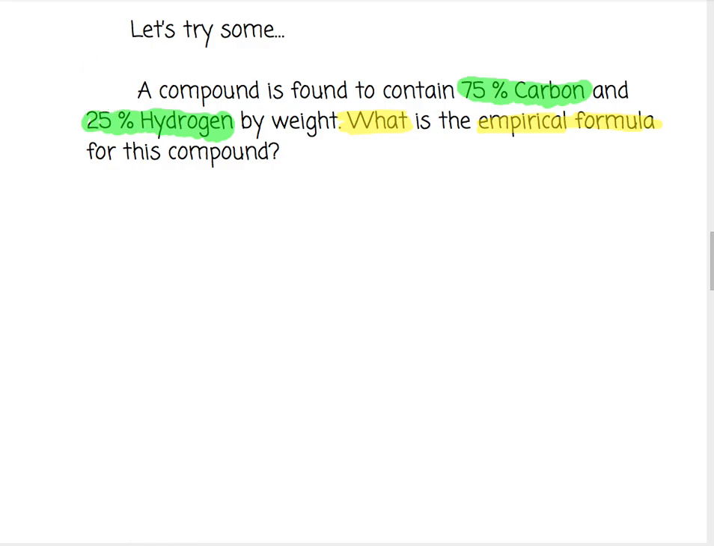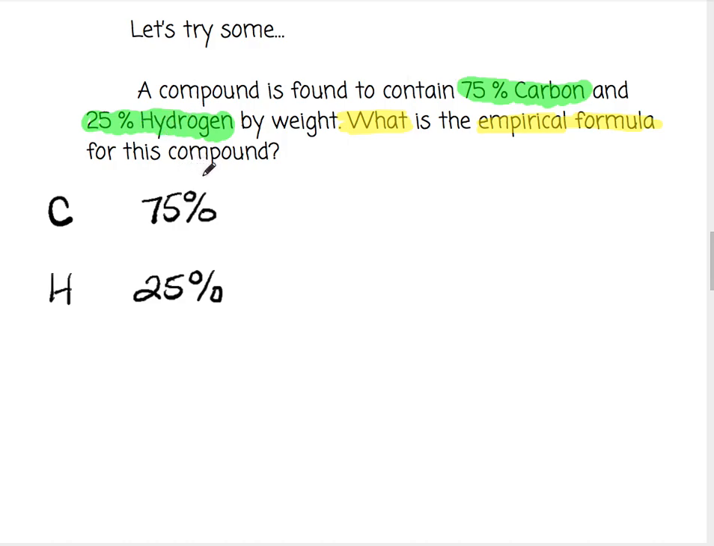Let's take 75% carbon. So what I like to do is just write it down. Let's make our pen a little bit smaller so it's easier to read. Okay, carbon. I'm going to say that there's 75% carbon, and we have hydrogen. There's 25% hydrogen. All I did was write down what was given to me in the problem.